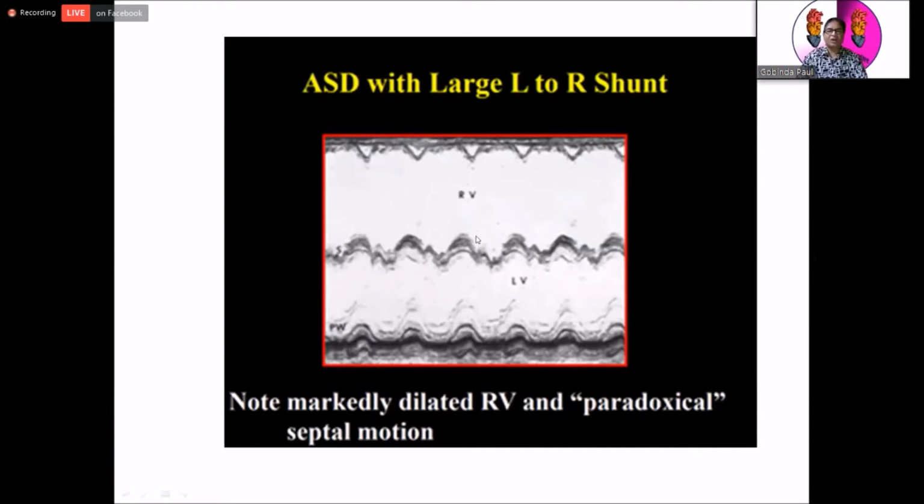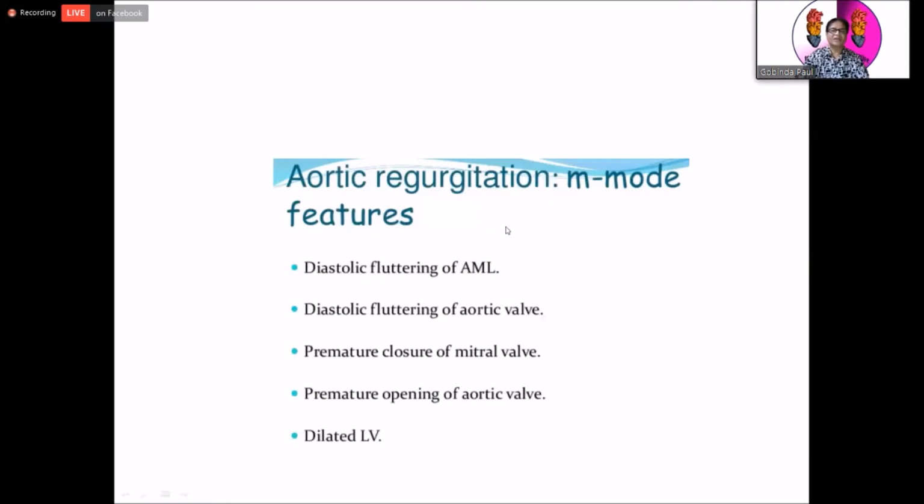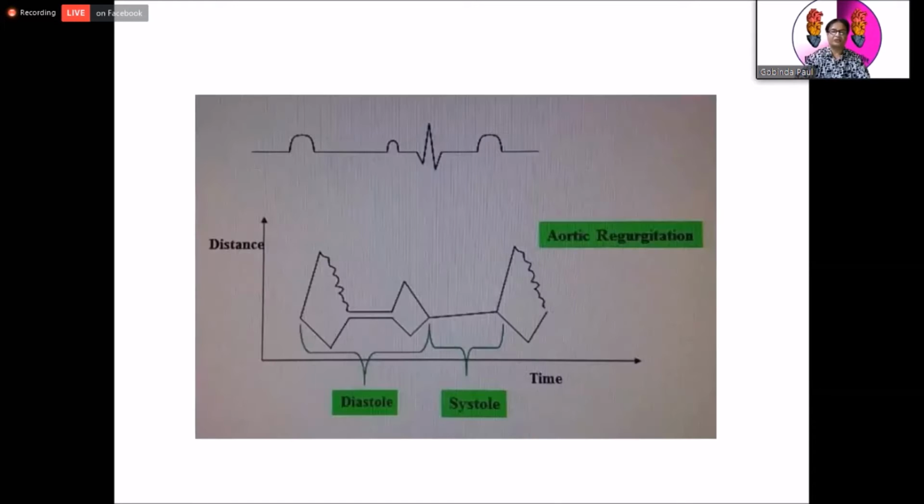Here M-mode shows the right ventricle is usually dilated, with paradoxical motion of the interventricular septum in the HD patient. In case of aortic regurgitation, some M-mode features we have seen: diastolic fluttering of the AML, diastolic fluttering of the aortic valve, premature closure of the mitral valve, premature opening of the aortic valve, and also a dilated left ventricle as well.